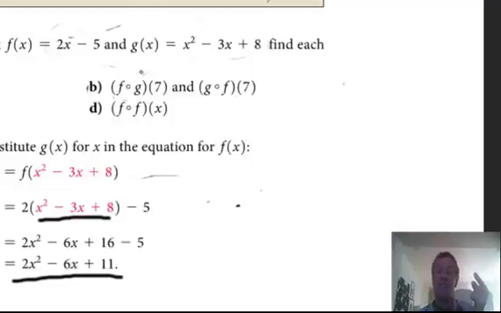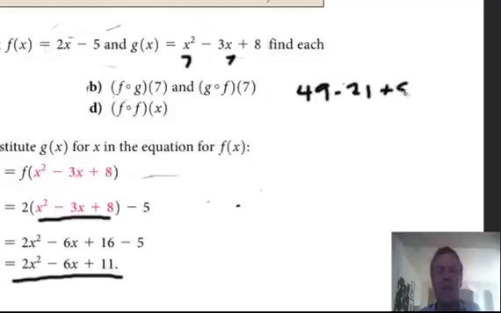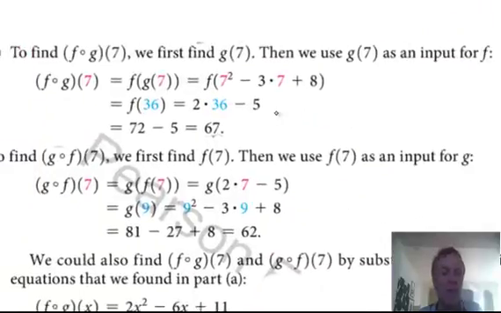Okay, I'm going to put 7 into the g equation. I'm going to put 7 where x is here and here. Okay, so what's 7 squared? That's 49. Okay, minus 3 times 7, so minus 21. Plus 8. Okay, so what's that? That's 36. So all I've done is put 7 into the g equation, and it's given me 36. So this equals 36. Now I'm going to take that 36 and put it into the f equation.